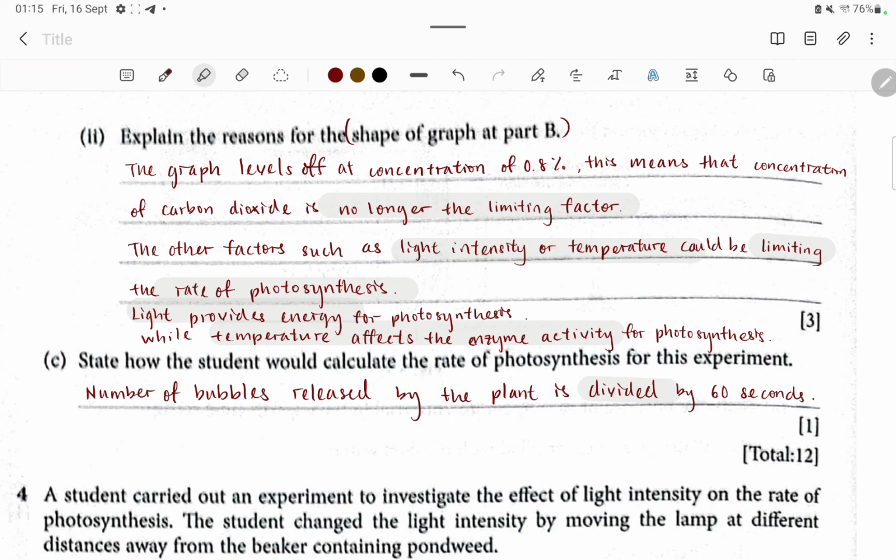Okay, so that is all for biology. If you really include the time for you to do by yourself, it should be more than 2 hours already lah. So that's all for bio. See you in chemistry.